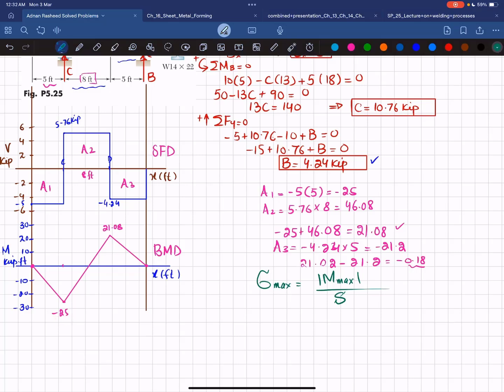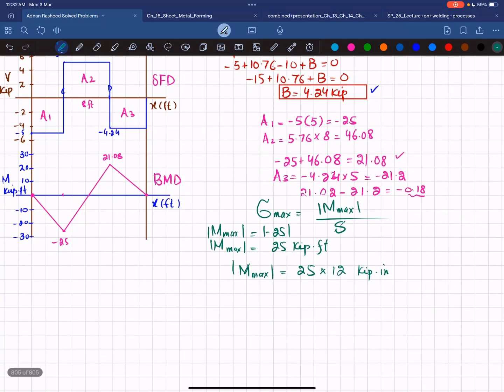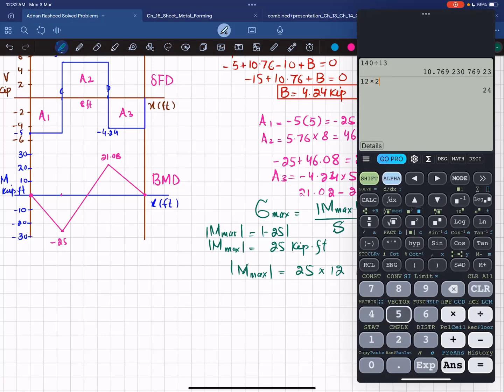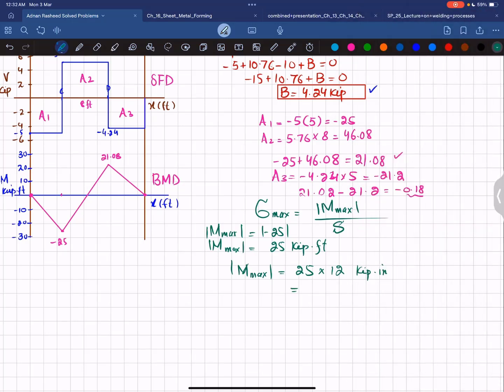So maximum absolute value of bending moment is minus 25 mod, which will give you 25 and unit will be kips into feet. Converting this feet into inch, maximum absolute value of bending moment is equal to 25 kips multiplied by 12. 1 feet is 12 inch, so it will be kips into inch. So 12 multiplied by 25 will give you 300. So it will be 300 kips into inch. Okay. Now what about section modulus?